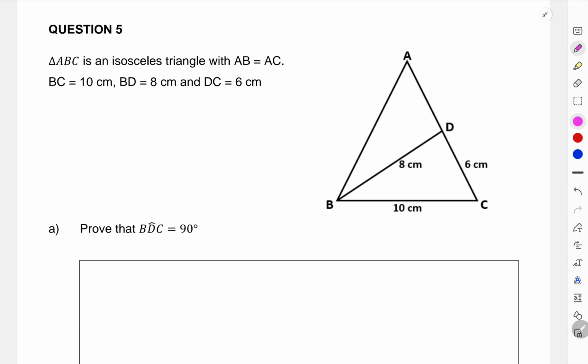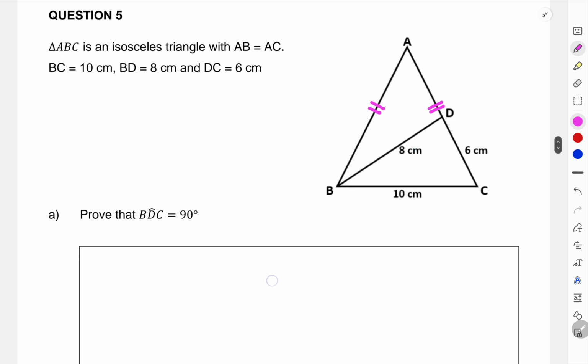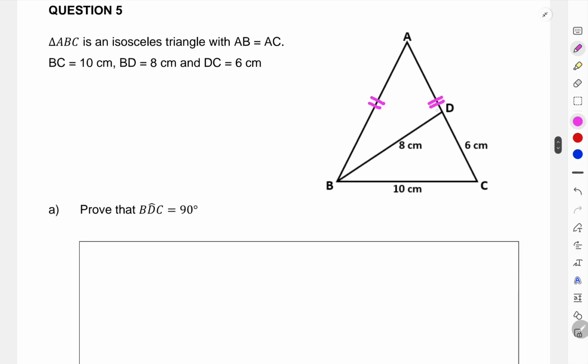Okay, question 5. Triangle ABC is an isosceles triangle with AB equal to AC. BC is 10 centimeters, BD is 8, and DC is 6. Prove that angle BDC, so this angle over here, is 90 degrees. Let me just write it rather where it's given. Okay, prove that it is 90 degrees.